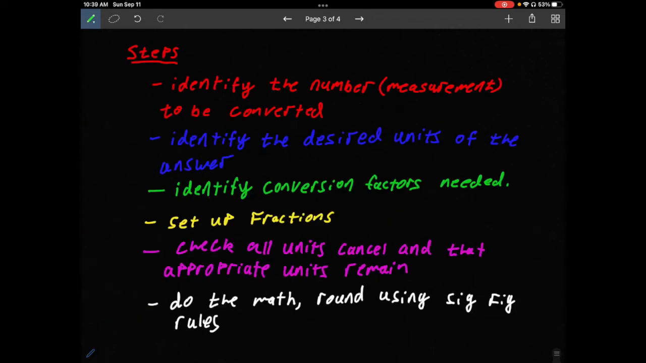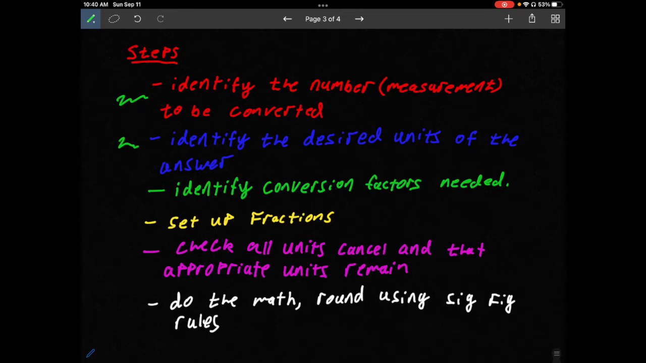Now, this would be a good thing to take notes on, the steps we would use in order to solve a dimensional analysis problem. Step 1 would be to identify the measurement that is to be converted. So in the previous problem, that was 5 kilometers. And then step 2, we would want to identify the desired units of the answer. So, okay, we're starting with 5 kilometers. What am I supposed to express that in? Well, in the last question, that was miles.